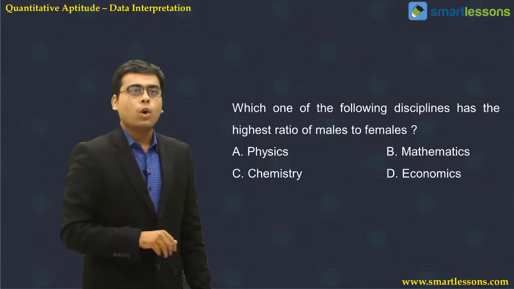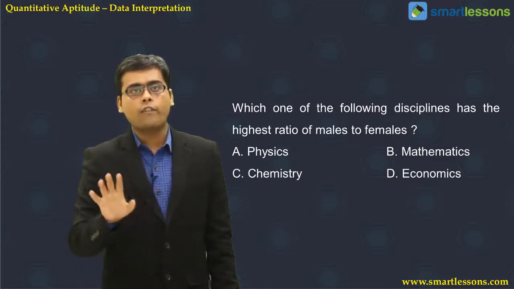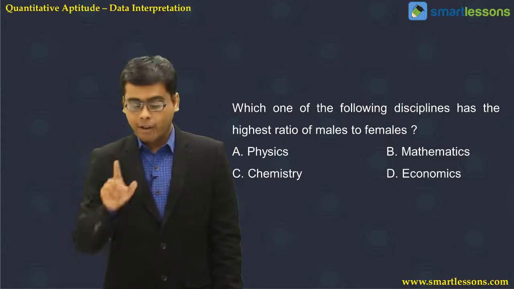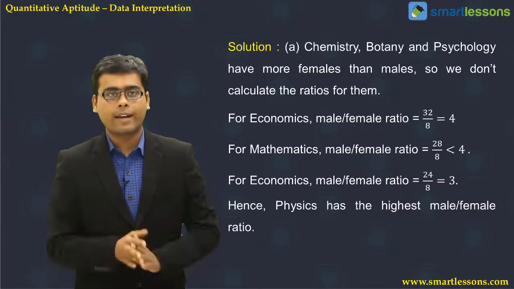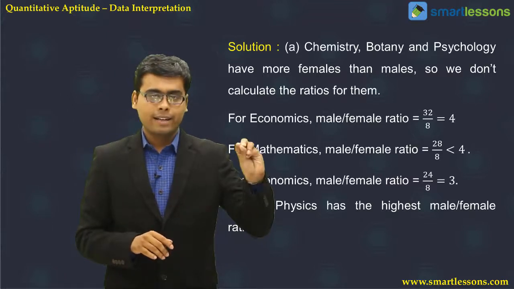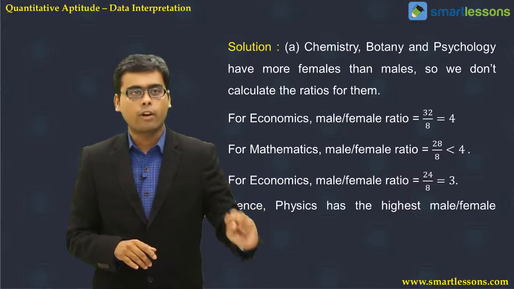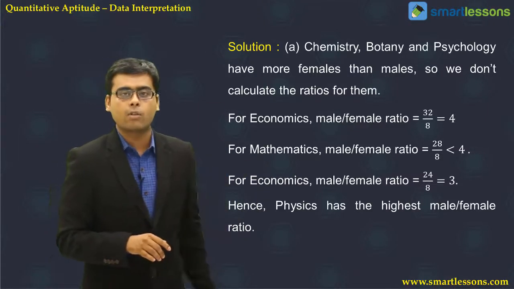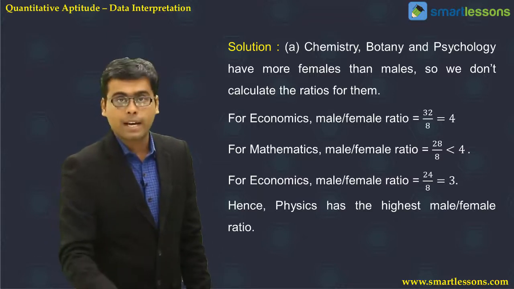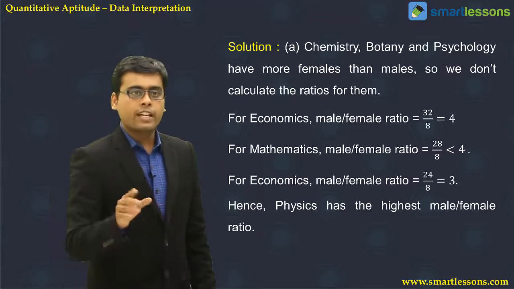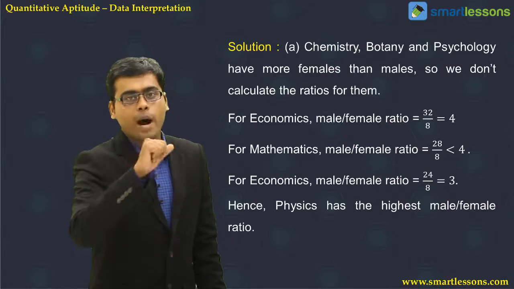The next question, which of the following disciplines has the highest ratio of males to females? Now again, the first way is the traditional way. Find out the ratio for each individual subject. So for physics find out, for economics find out, and then you compare all the results to decide which option would be the correct one. But instead of doing so, you can refer to this bar chart.